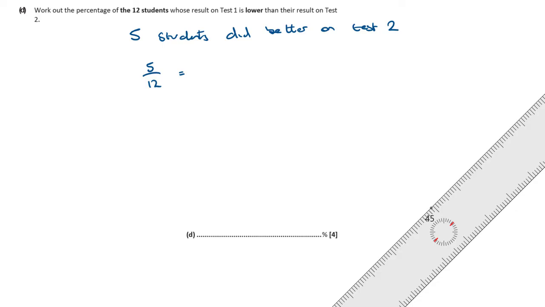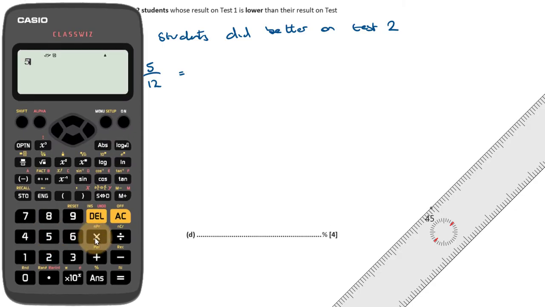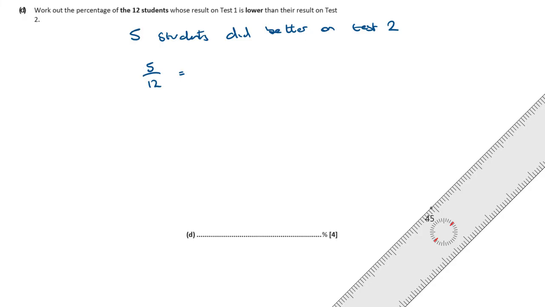All we've got to do to turn that into a percentage is divide it. 5 divided by 12. As a decimal, that is 0.416 recurring, isn't it? Which is 0.417 rounded off, which is equal to 41.7% to 3 significant figures because I rounded it off. So my answer is 41.7.